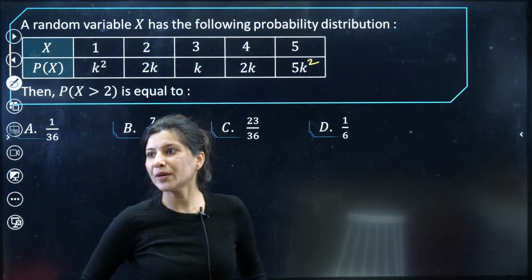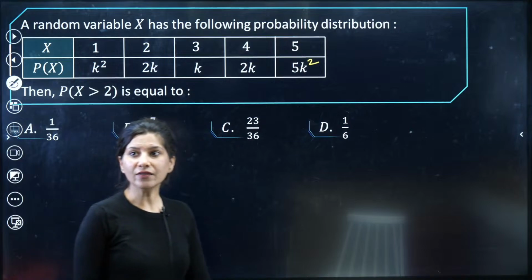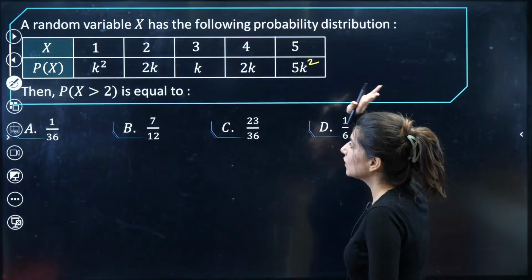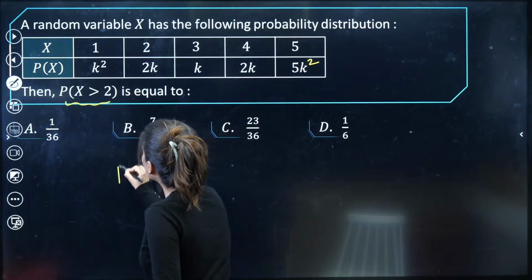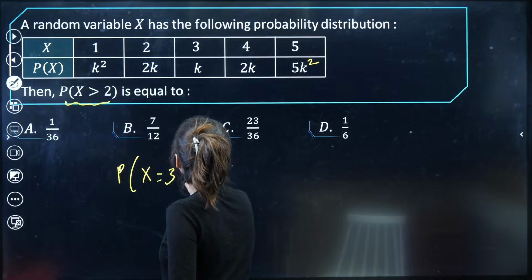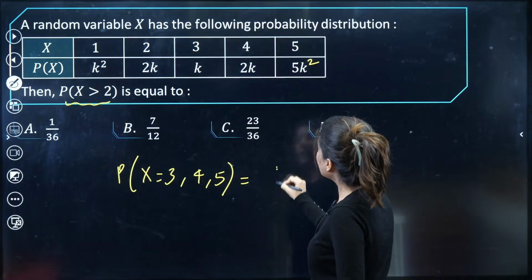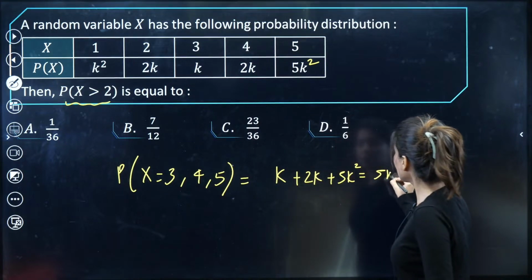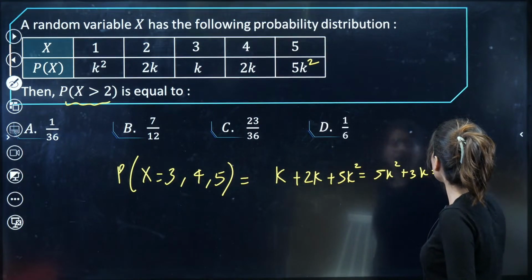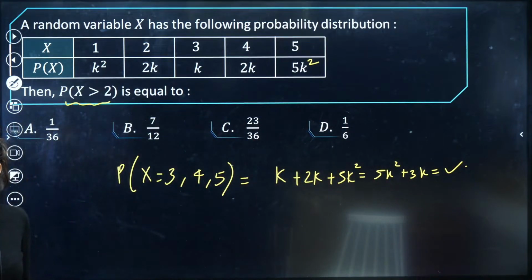Now let us solve one question for this. A random variable x has this particular probability distribution. We are looking for the probability of x greater than 2. That means we are looking for the probability of x equals 3, 4, 5, which is going to be k plus 2k plus 5k square. So 5k square plus 3k is what you are looking for. But you don't know the value of k.